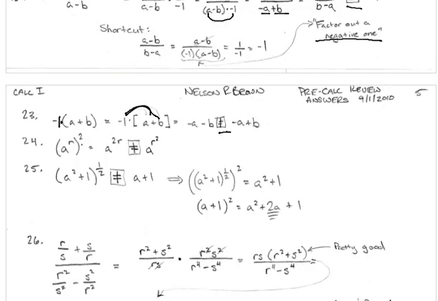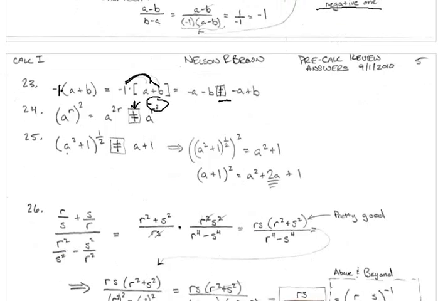So that's number 23. Number 24, we have a to the r, to the power of 2. If we have a power raised to a power, we multiply the two powers together. So we have a to the 2r. And of course that is not equal to a to the r squared.